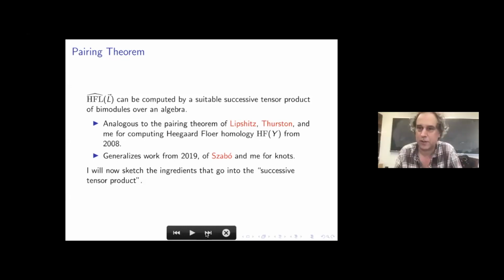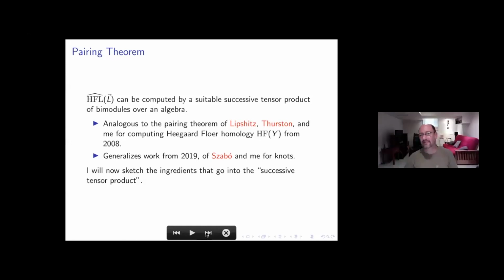The only holomorphic curves with Maslov index 1 are rectangles. So it's a completely combinatorial description. But for us, a rectangle doesn't generally compute a differential. It computes something like a mu3 operation.